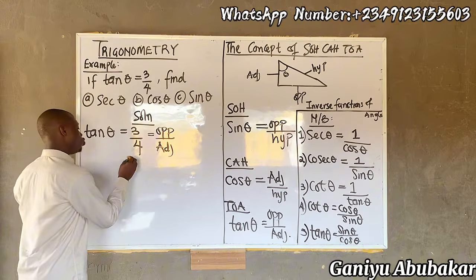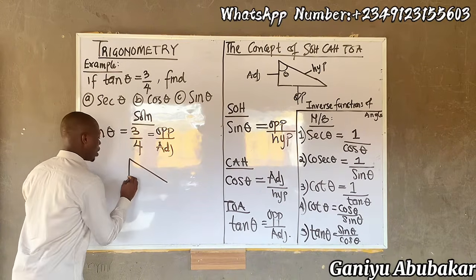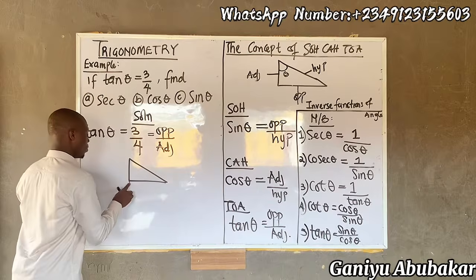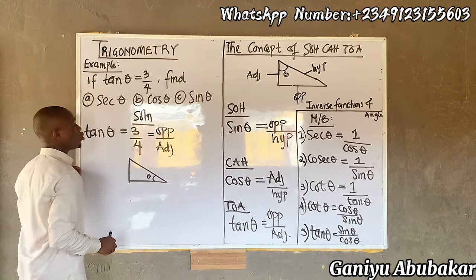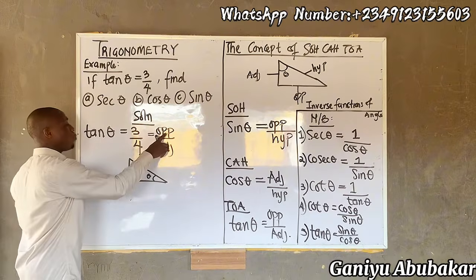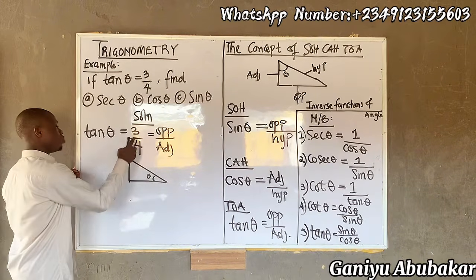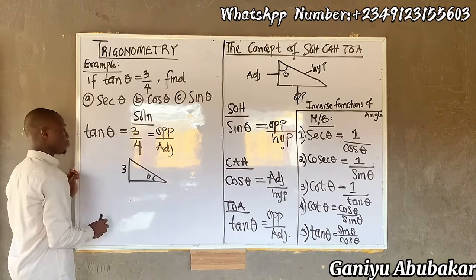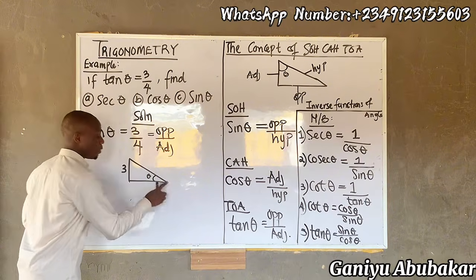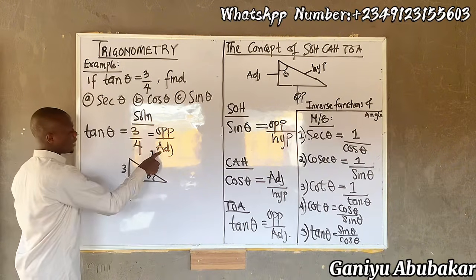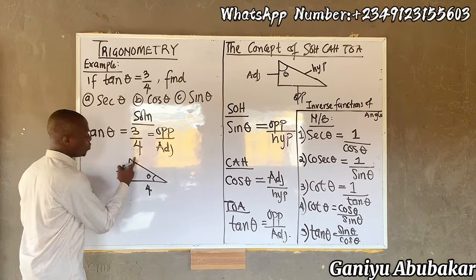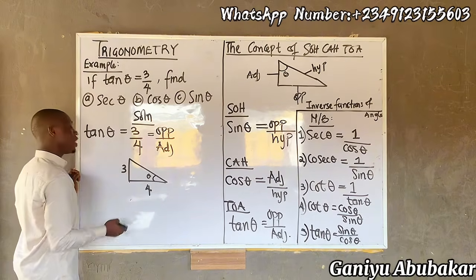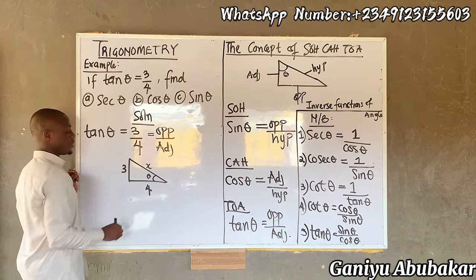It means that if I draw a right angle triangle this way, let me assume that my angle is here, for instance. My opposite is where the angle is facing, so this is 3. The longest side is the hypotenuse, which we don't know yet. The adjacent is given as 4. The task now is to get the value that will be here. We don't know it, so let's assume it is x.